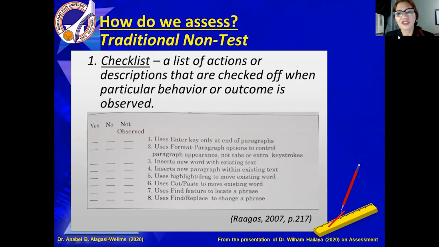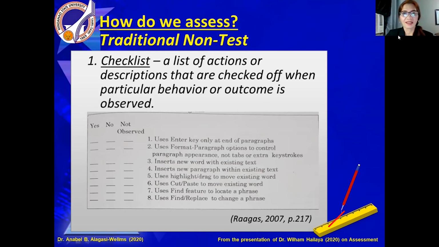So according to Ragas, 2007, look at this example. You only have the yes and no column and the not observed column. For example, item number 1, uses enter key only at end of paragraphs. So this is a non-test, but you're using a checklist now, and you're observing your student. Perhaps in this particular checklist, you're trying to assess the typing skill, how the student encodes on a computer keyboard. That's an example of a checklist.